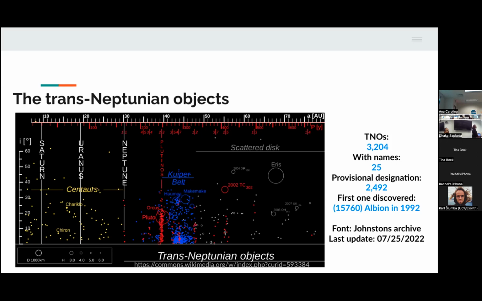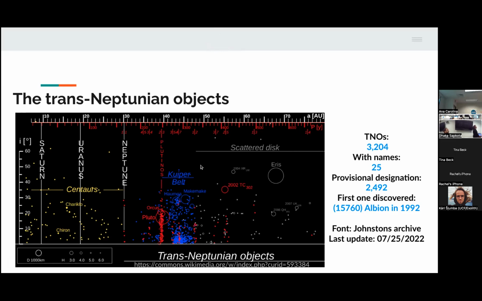So here, in the x-axis, we have the distance from the sun, and in the y-axis, the inclination. I told you that the trans-Neptunian objects have orbits beyond the orbit of Neptune, but there is a category called the centaurs that had their origin in the trans-Neptunian region, but during the evolution of the solar system, they were scattered to more inner orbits. So those are the centaurs.